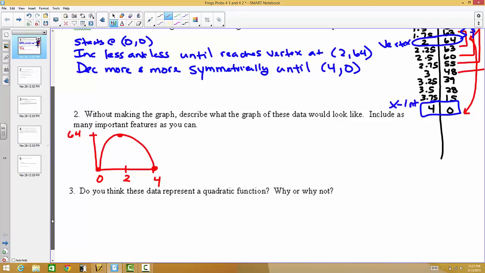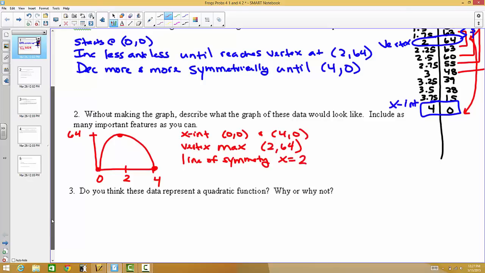So the main parts are that it has two x-intercepts, which we pretty much wrote above. It has a vertex, which is a maximum point, and the line of symmetry is at x equals 2. And if you remember, x equals 2 is this vertical line, so that's your x equals 2 line. And the y-intercept is also at (0, 0).